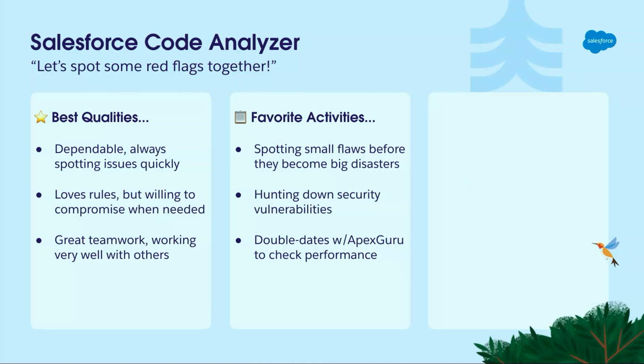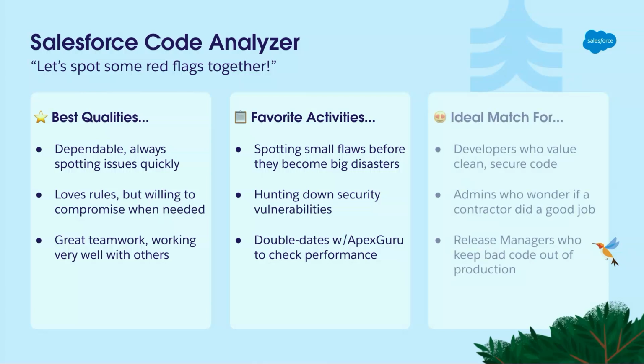Hunting down security vulnerabilities. Remember we had the Apex debugger that could squish the bugs. You can help find more bugs with Code Analyzer. And Code Analyzer double dates with Apex GURU. Apex GURU, which comes with Scale Center, can work with Code Analyzer to give performance advice and find performance anti-patterns so that your code is not just going to be more secure or more clean, but it's also going to be more performant.